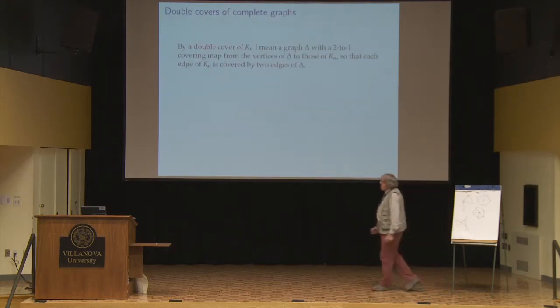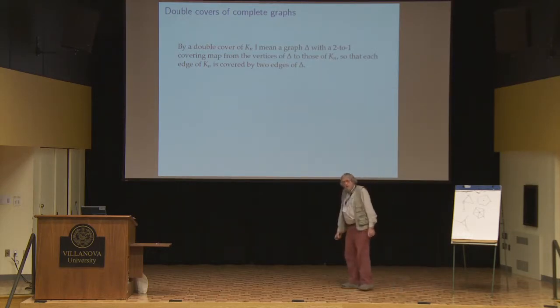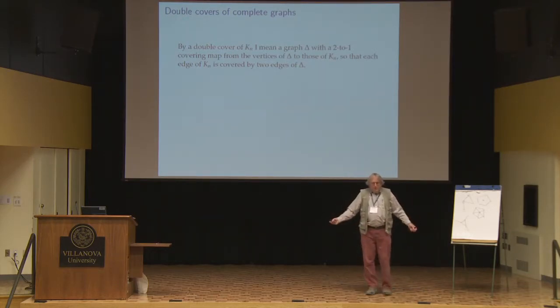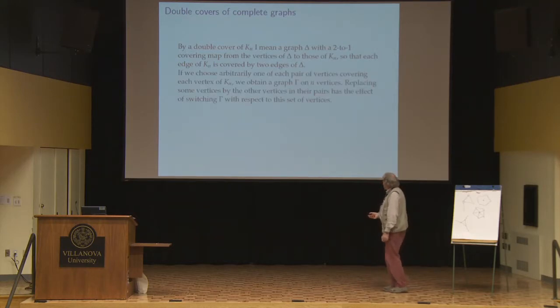So the other thing that I haven't told you about is double covers of complete graphs. So you take a complete graph, and by double cover, what I mean is this. Each vertex of the graph is replaced by two vertices, and each edge of the complete graph is replaced by two disjoint edges between those two pairs of vertices. Well, let me show you the picture first.